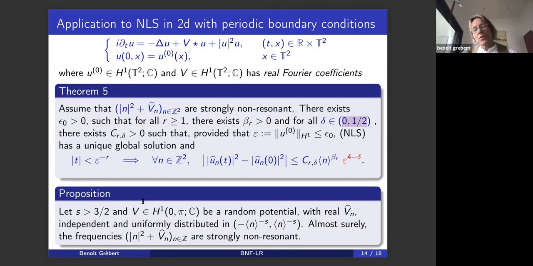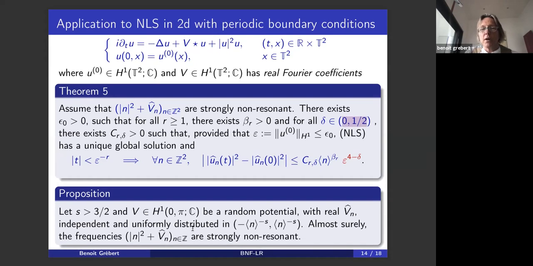And the proposition after this theorem is the fact that for typical potential V, these frequencies are strongly non-resonant. This is quite standard in the case of convolution potential. So it's not new, but it's true, and it's useful for us.